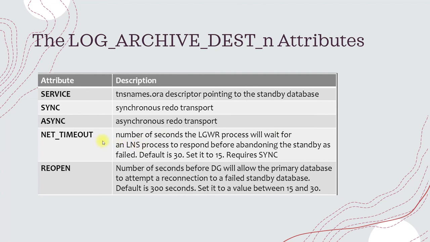Okay, so net timeout is the number of seconds the log writer process will wait for an LNS process to respond before abandoning the standby as failed, because there are situations where there is a network issue, and the primary is not able to contact the standby. So this particular parameter is used to make sure that primary actually waits for 30 seconds, which is the default, and then abandons, saying that the standby database is not available.